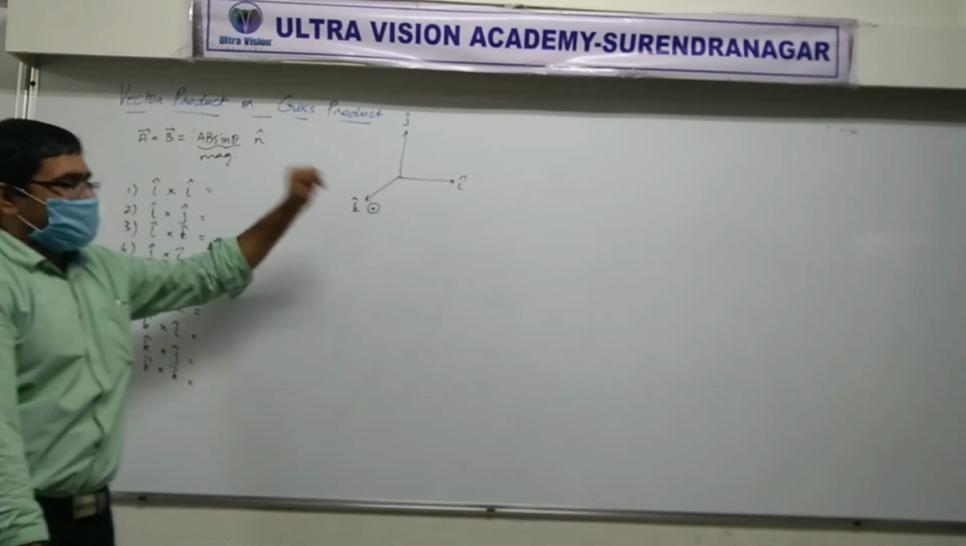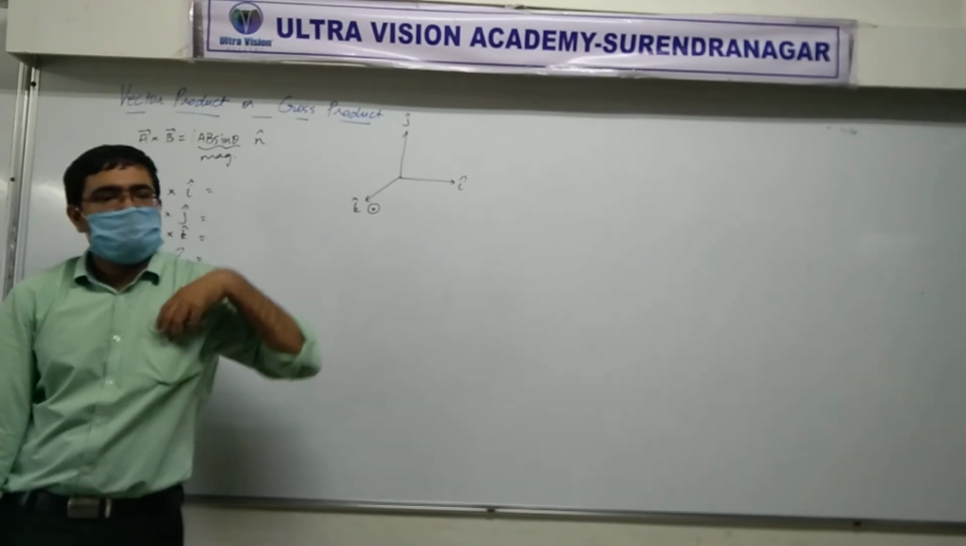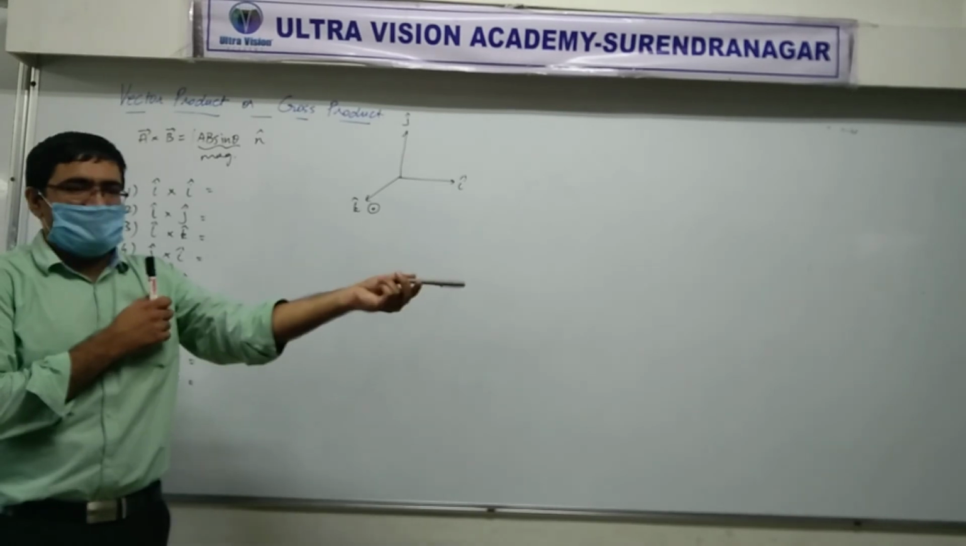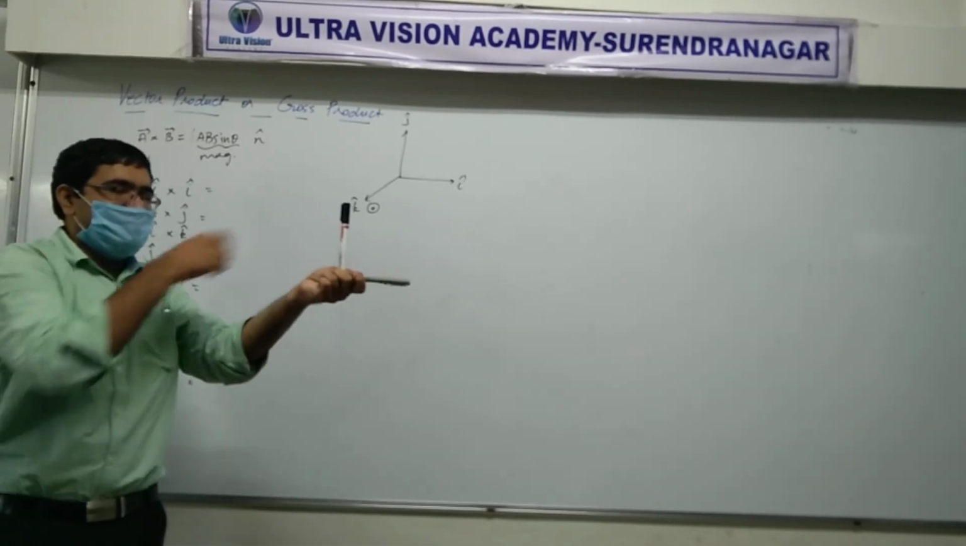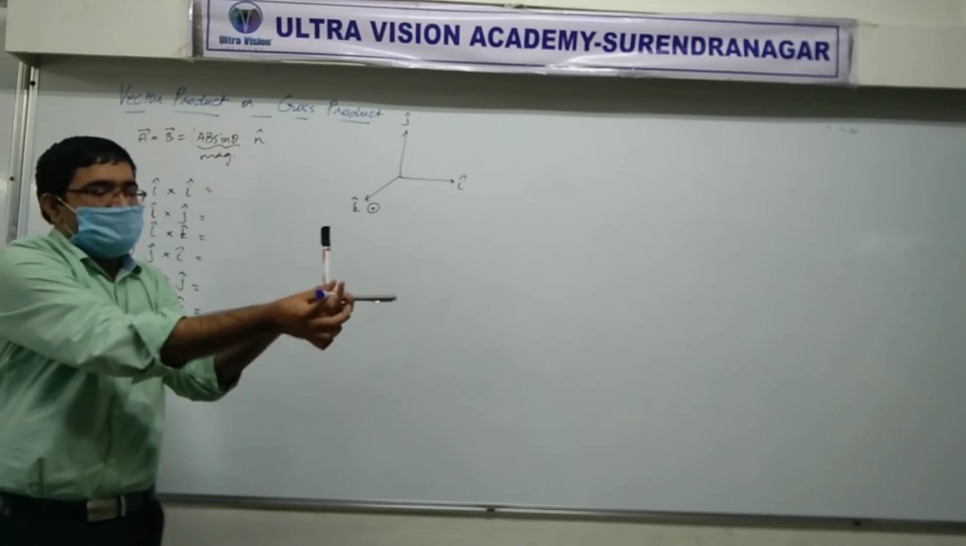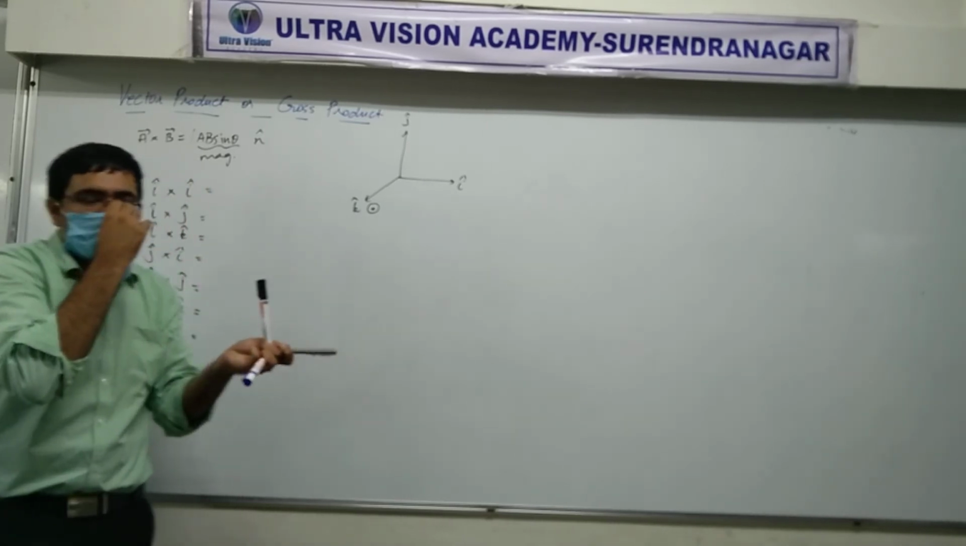So K caret is a dot. Which direction is I caret? Right. Which direction is J caret? Upward. And which direction is K caret? Outward. Did you get this? Yes. Clear? Yes. Or not clear? In the dot. So that is it.